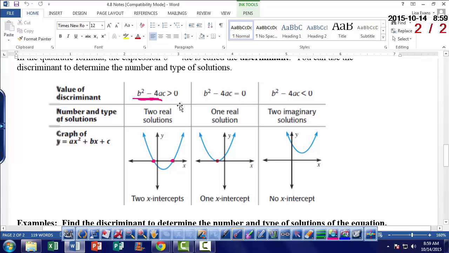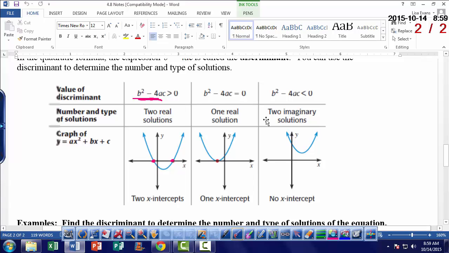It makes sense because if we go back to an original problem we had, like number 1, we had negative 3 plus the square root of 17 divided by 2, and we had negative 3 minus the square root of 17 divided by 2.